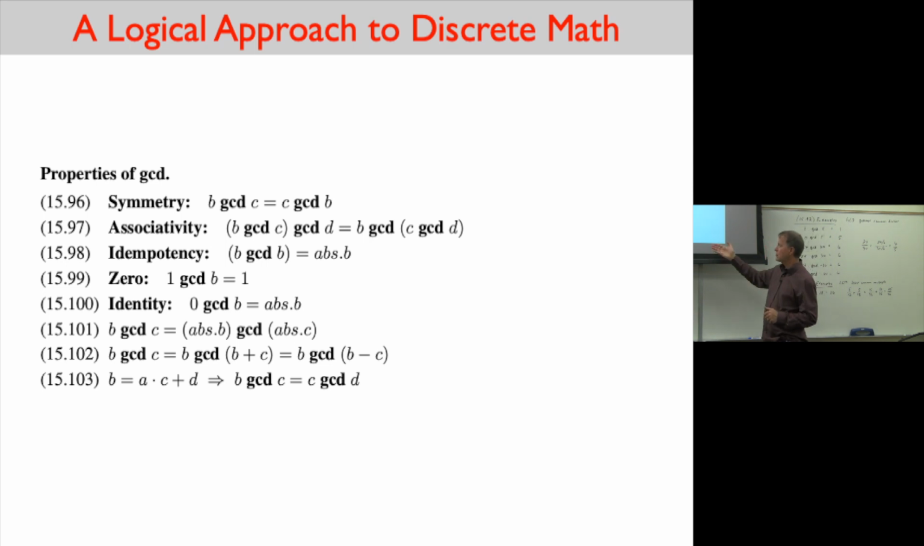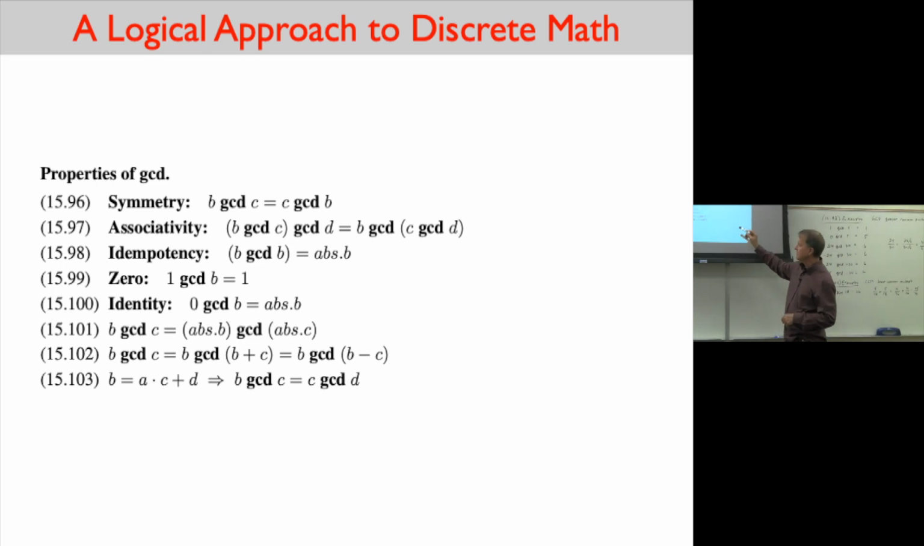And then 1 GCD B equals 1. That's another homework problem. The 0, 1 GCD B. This is a little tricky. When you go through this, don't wait till the last minute to prove this one. You might have to think about that one a little bit.